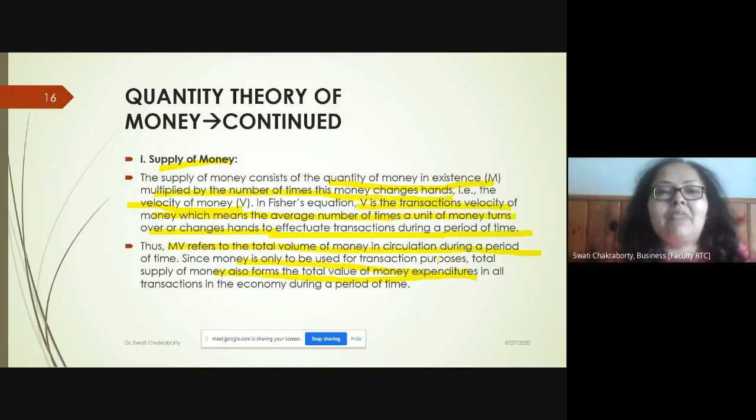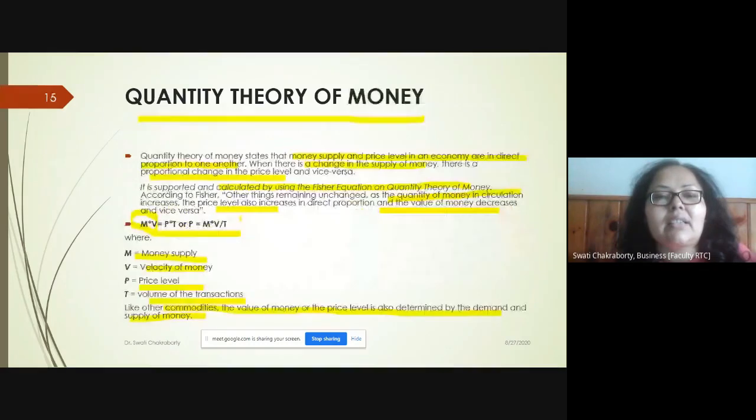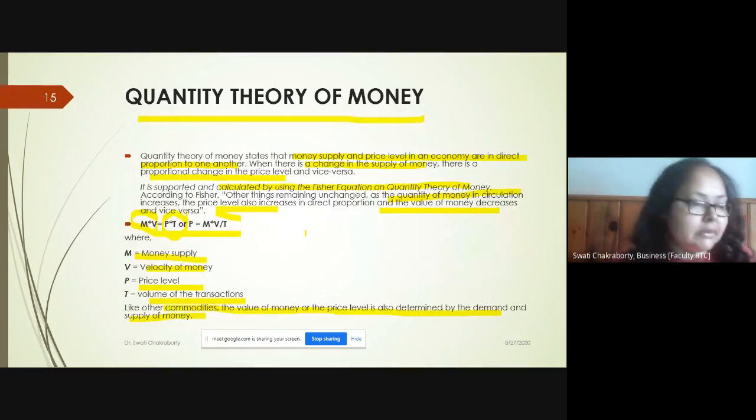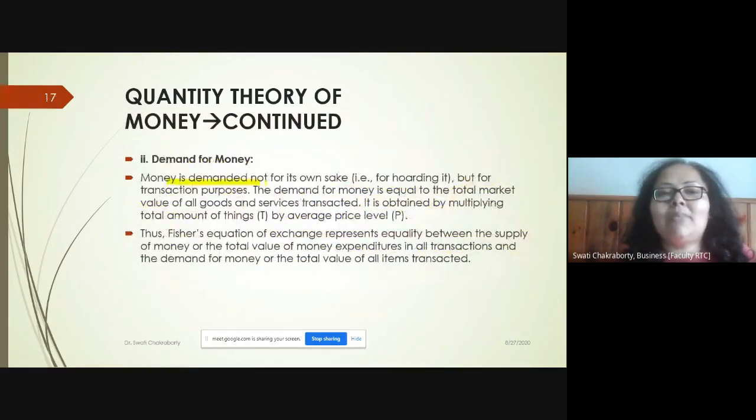Next comes demand for money. Now this is where we talk of P into T, that is the demand for money. Money is demanded not just for its own sake, that is holding it, but we demand money for transaction purposes. So what is the demand for money? That's equal to how much we are actually paying, that is the total value of all goods and services transacted. Which is equal to the total amount of things, that is T, in the market, and the average price level, so P into T.